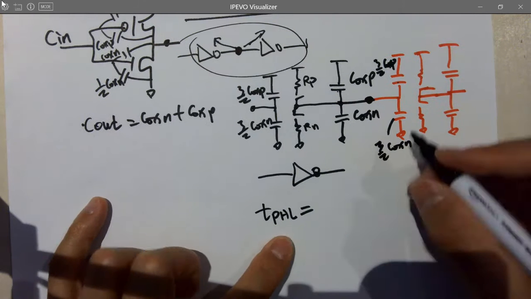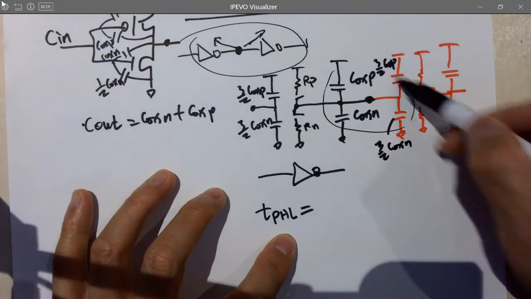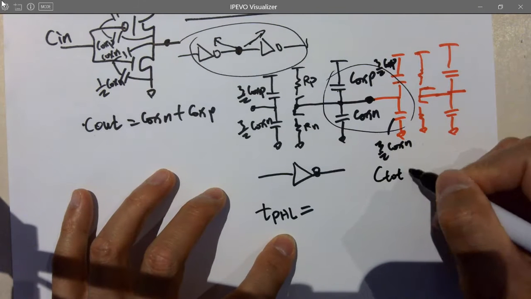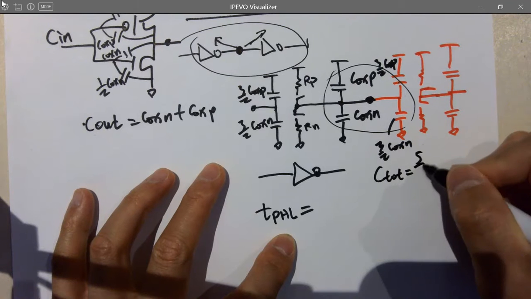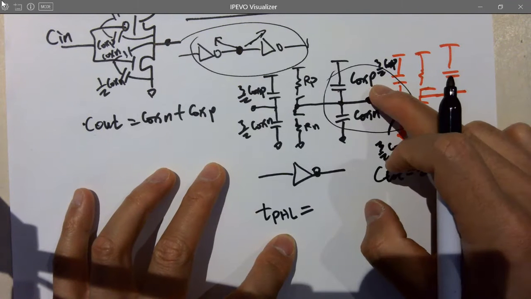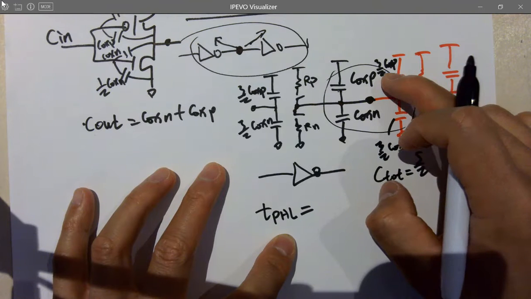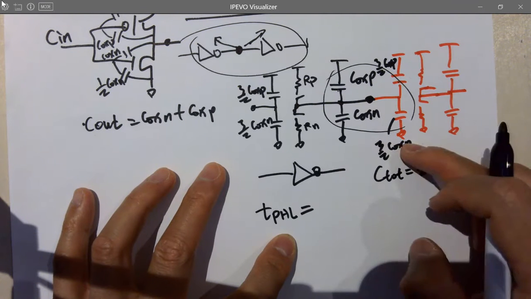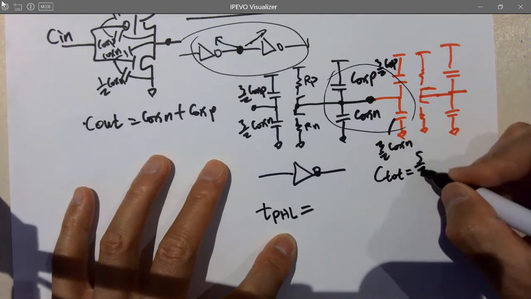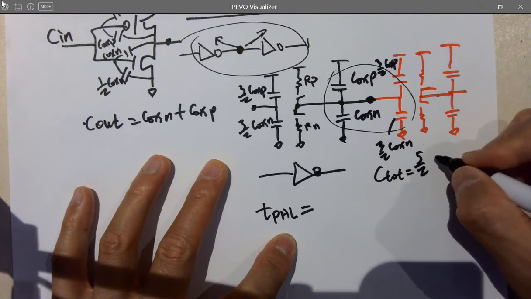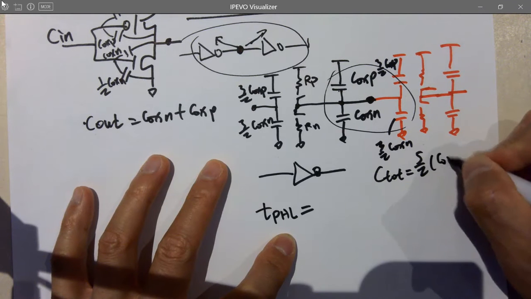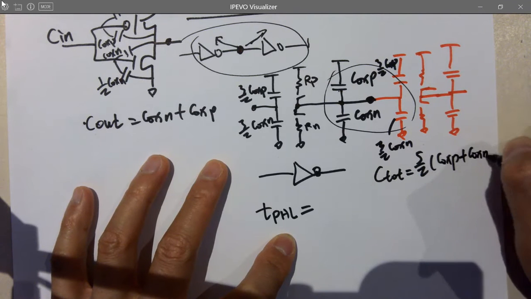So what's the C total here? Just add all of them together, right? Cox P plus 2/3 of Cox P and Cox N plus 2/3 of Cox N. So eventually you're getting 2/5 of Cox P plus Cox N.